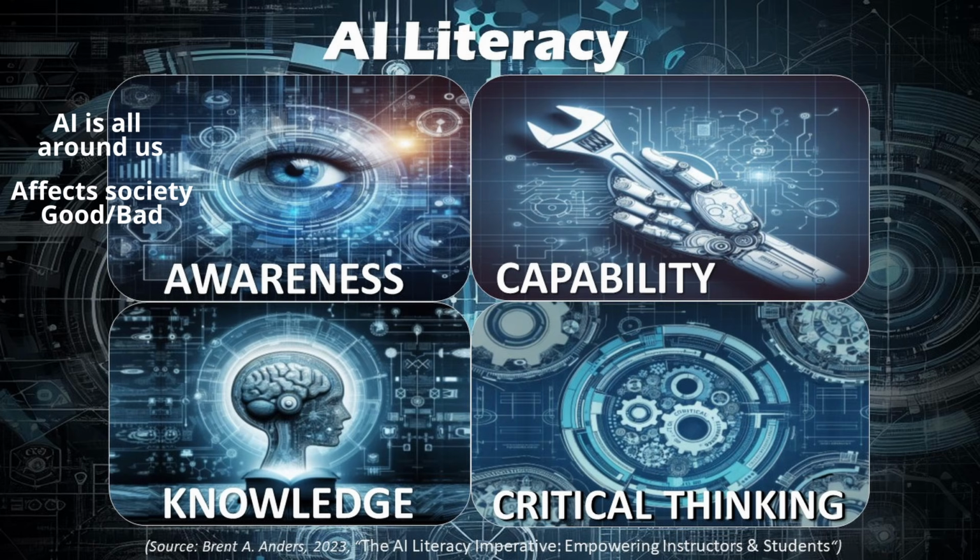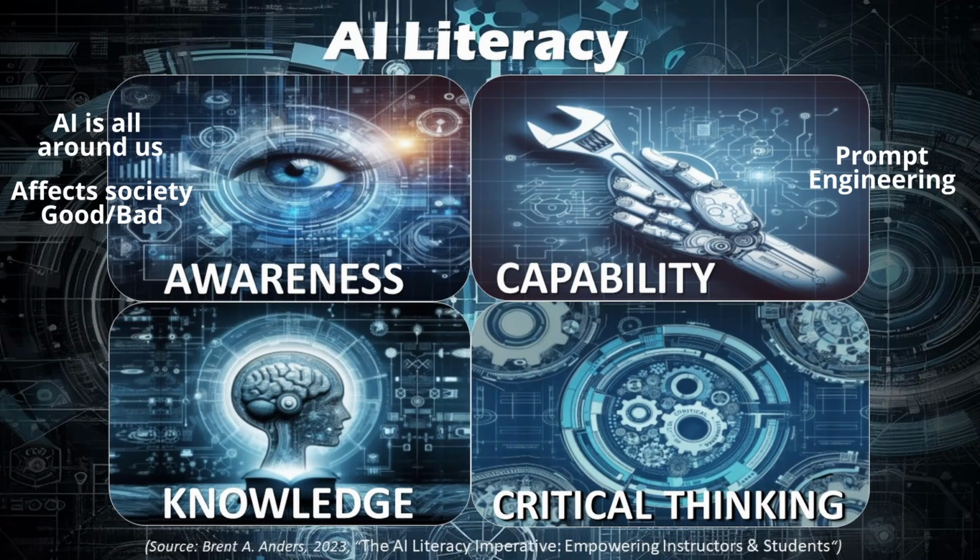The next one is capability. We have to understand how to use AI in the right way, and we have to develop our capability, meaning prompt engineering, understanding the difference between a simple prompt and a more advanced prompt that will give us the more specific information of what we're trying to get from that AI.